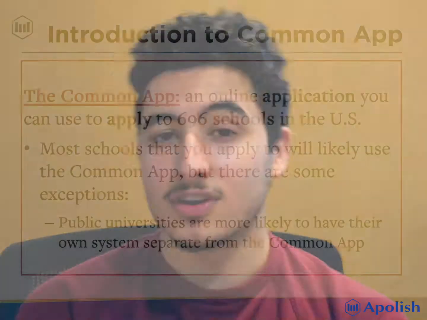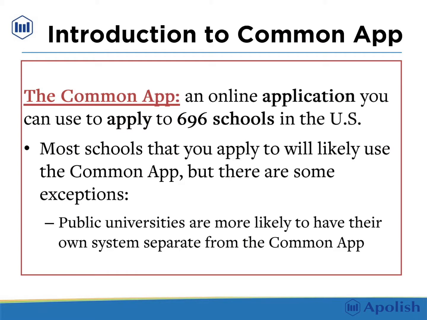So enter the Common App as we have it today. Nowadays, the Common App is an online application that you can use to apply to 696 schools in the United States. Probably any school that accepts it is one that will be available to you through this platform, and you can manage all of it online. So most schools will use the Common App, but there are some notable exceptions.